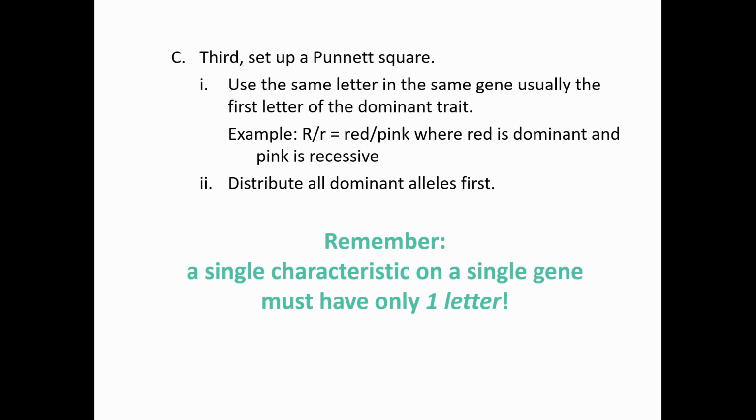So lastly, we need to set up our Punnett square. We keep the letters the same when we're talking about the same gene, and usually we pick the first letter of the dominant trait. So let's say we're looking at red and pink. We would use R for red, capital R being red, lowercase r being pink. And then we distribute all the dominant alleles first. Now, remember that we can only have one letter for a single characteristic on a single gene.